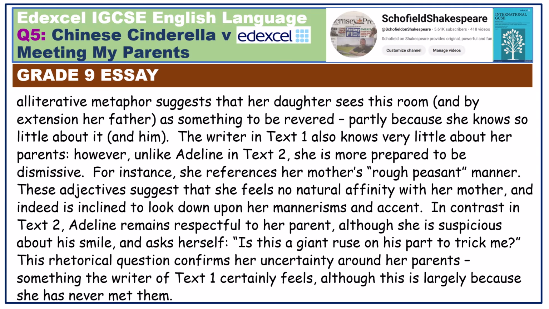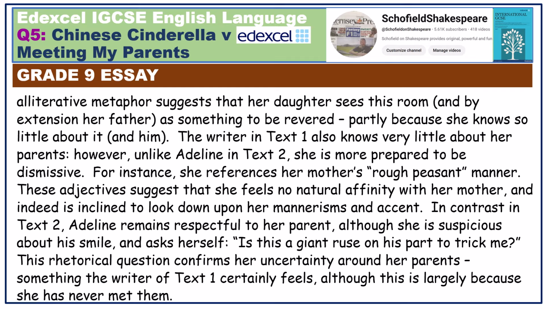This alliterative metaphor suggests that her daughter sees this room, and by extension her father, as something to be revered, partly because she knows so little about it and him. The writer in text 1 also knows very little about her parents. However, unlike Adelaide in text 2, she is more prepared to be dismissive. For instance, she references her mother's rough peasant manner.